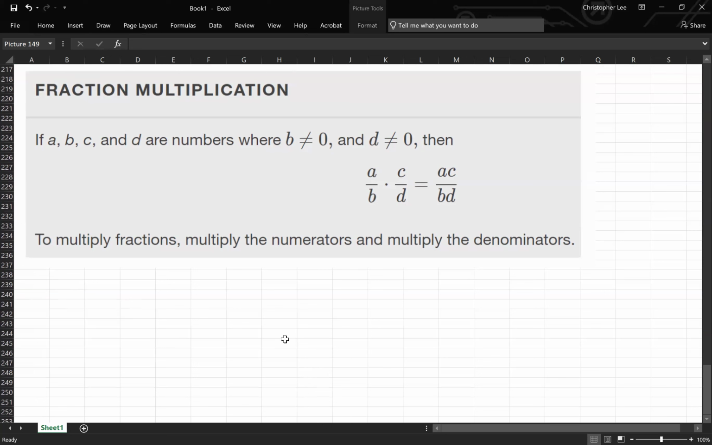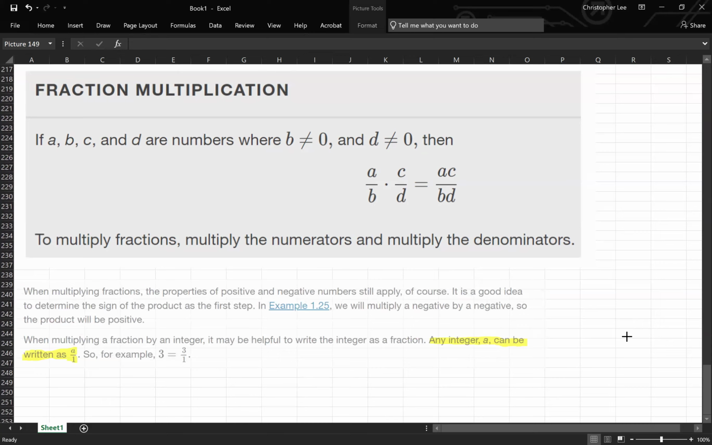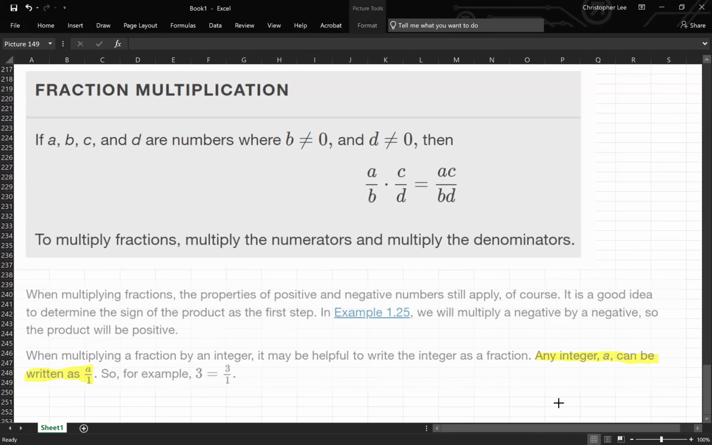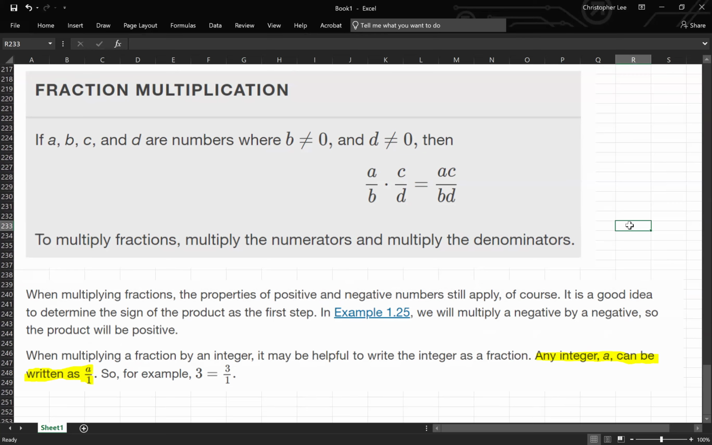And I just want to make a real quick special note. All right. So when multiplying fractions, the properties of positive and negative numbers still apply. Of course, it is a good idea to determine the sign of the product as the first step, right? So in the next example, we will multiply a negative by a negative, so the product will be positive.